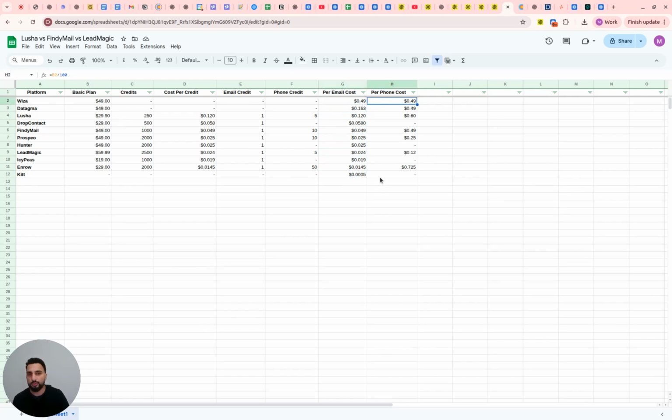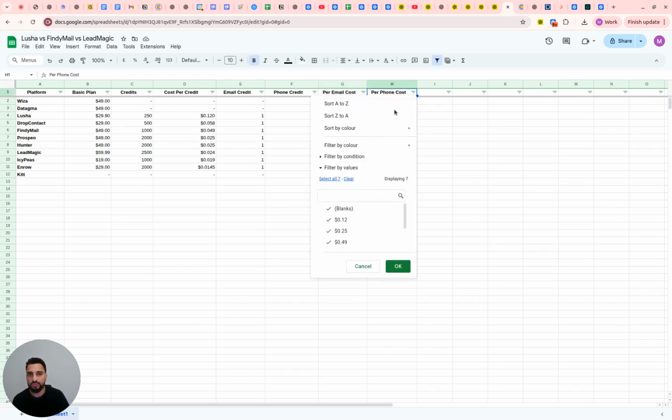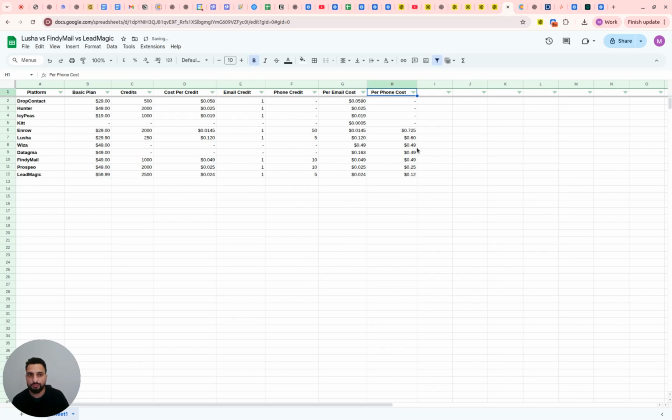But when it comes to phone cost, the cheapest option is LeadMagic. Now why would you want to find phone numbers? If you want to just directly cold call all the list of customers that you find and you don't want to send them emails, then just find phone numbers. But this is just to give you an idea how these tools behave.